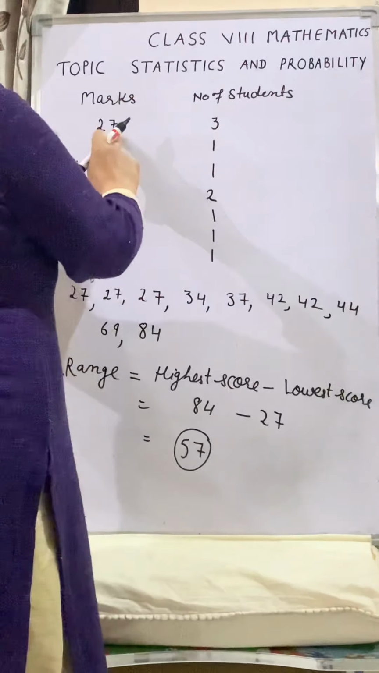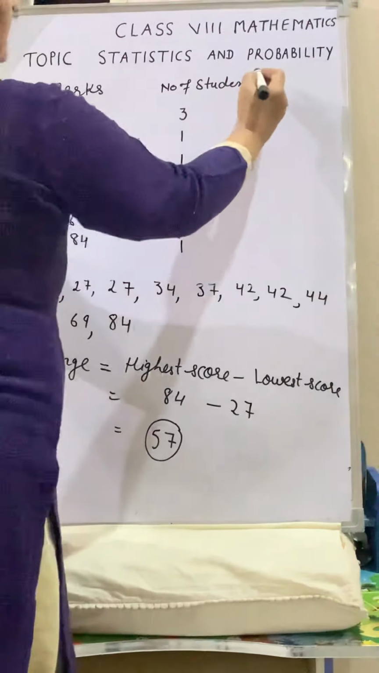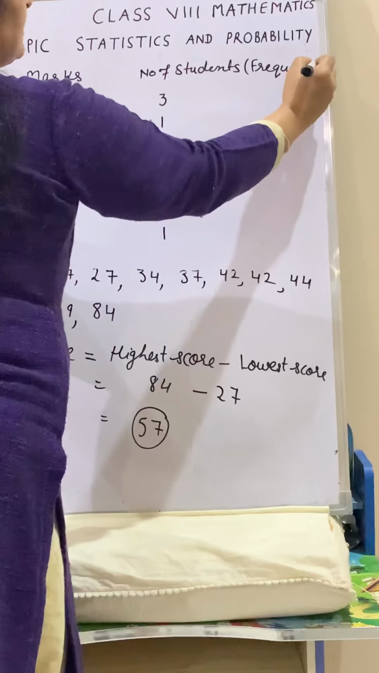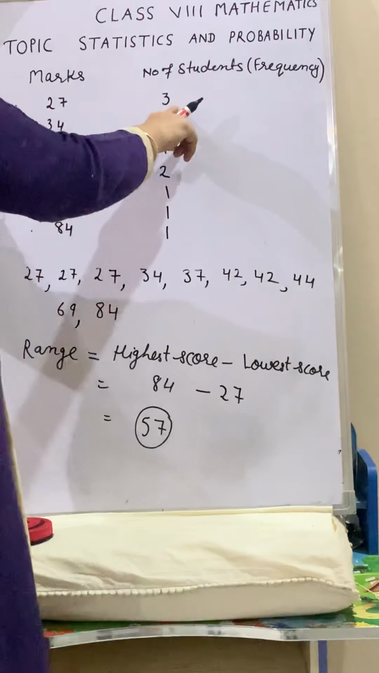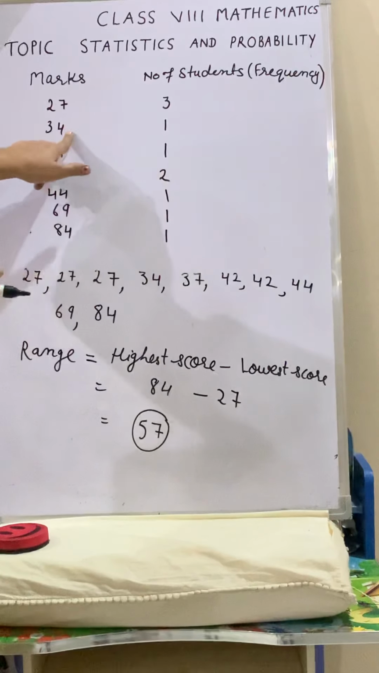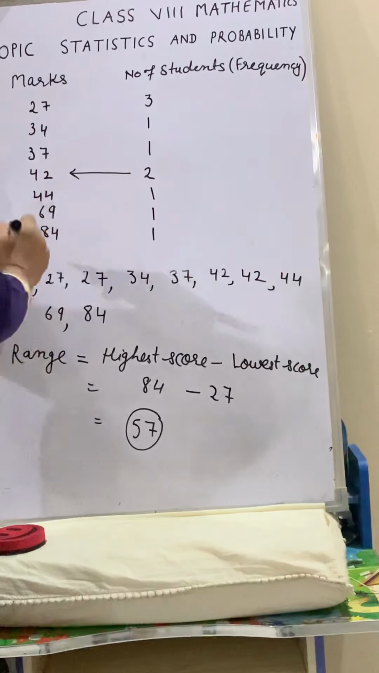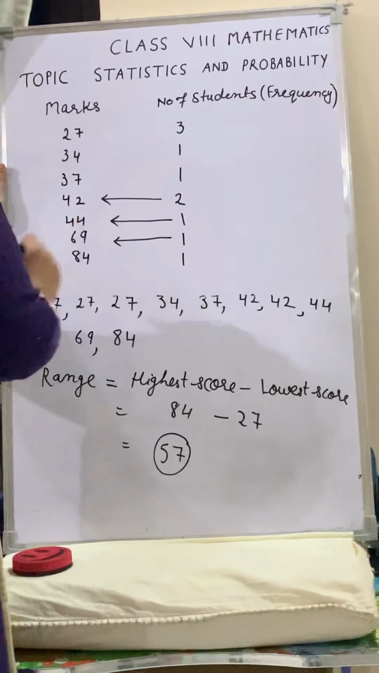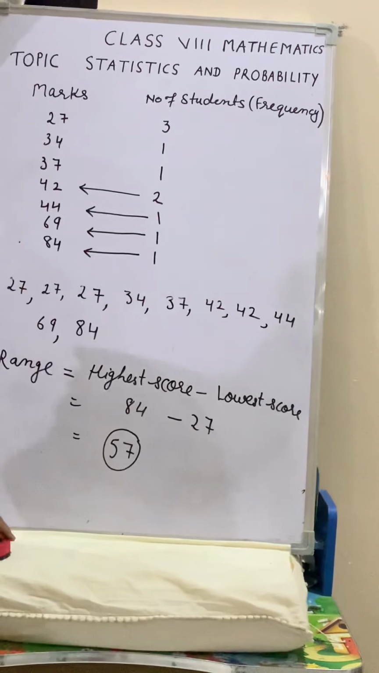What is this? 27 occurs 3 times. Then 3 is called the frequency of 27. Then we will write frequency; number of students we will write in bracket. 1 is the frequency of 34. 1 is the frequency of 37. 2 is the frequency of 42. 1 is the frequency of 44. Next 1 is the frequency of 69 and 1 is the frequency of 84.